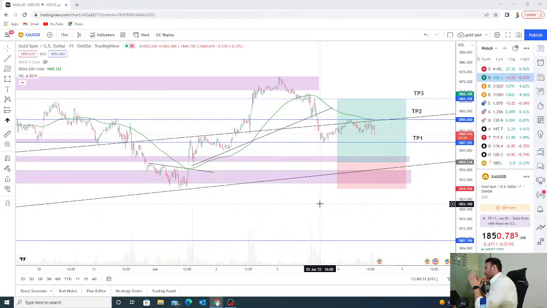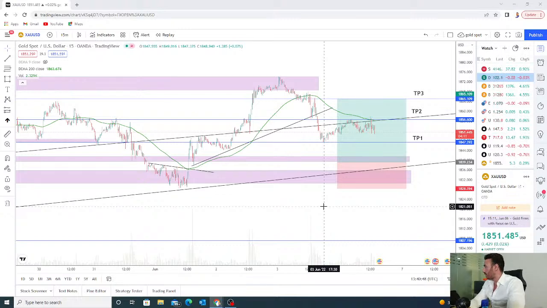As I said, I'm expecting gold down, and gold is actually dipping down. Let's see if we can get our first target at 1848 and 1845 consequently.